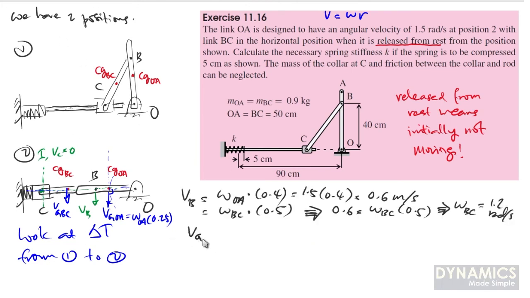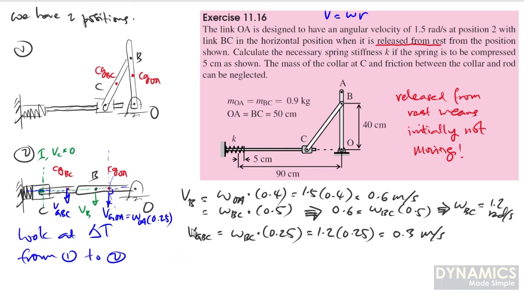The velocity at the CG of BC will be equal to omega for BC times the radius, which is the distance from CG of BC to C, or basically half of BC, which is 0.25. So we will have 1.2 times 0.25. This will give us 0.3 meter per second. Okay, done.